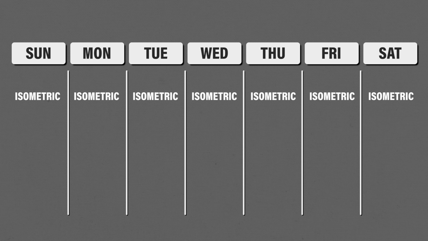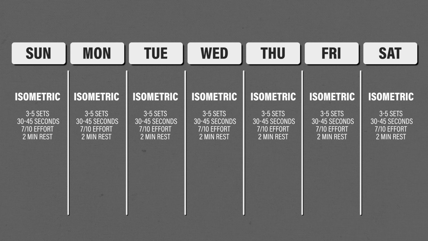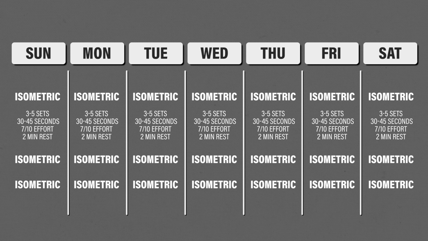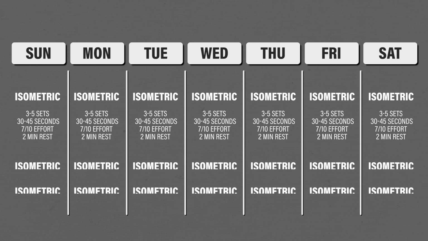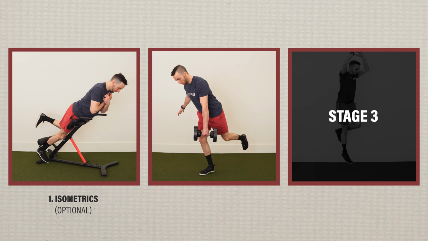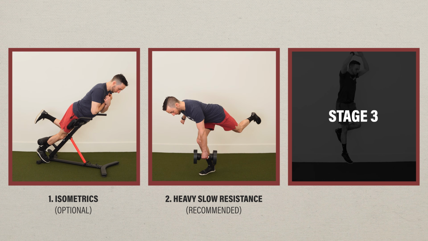For programming, pick one option and perform for 3 to 5 sets of 30 to 45 second holds at around a 7 out of 10 effort with a 2-minute rest between sets. These exercises can be done independently up to 3 times a day or integrated into your warm-up routine prior to your workouts. Stage 2, heavy slow resistance.